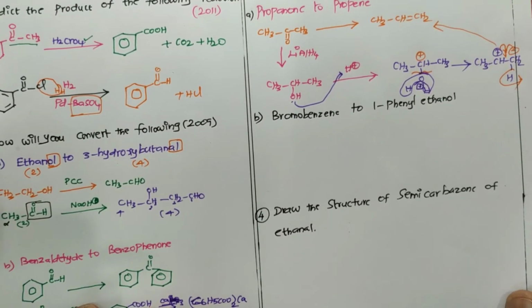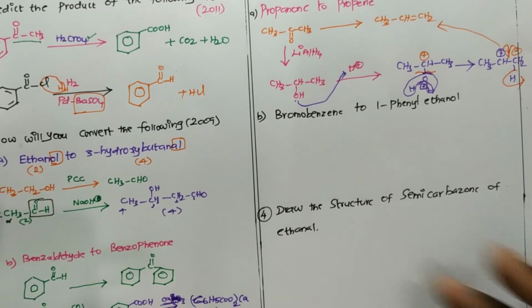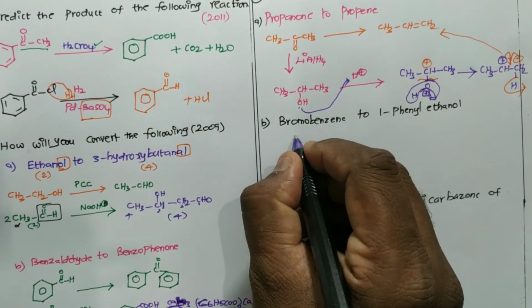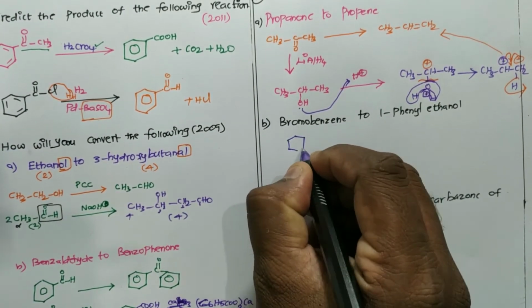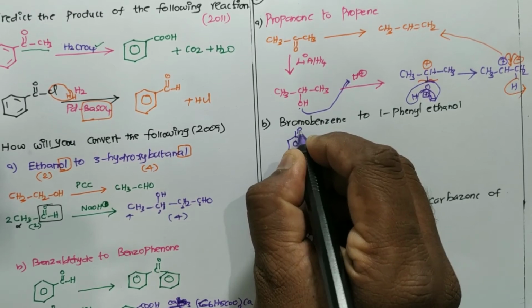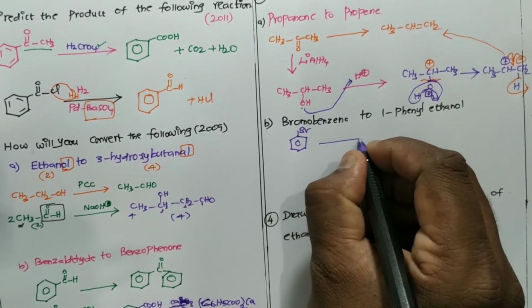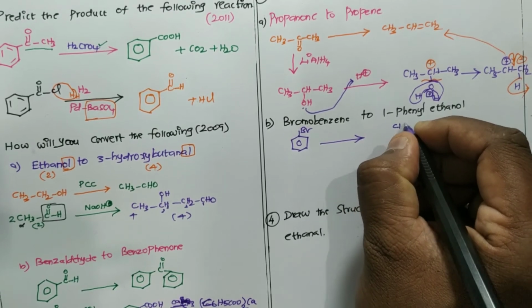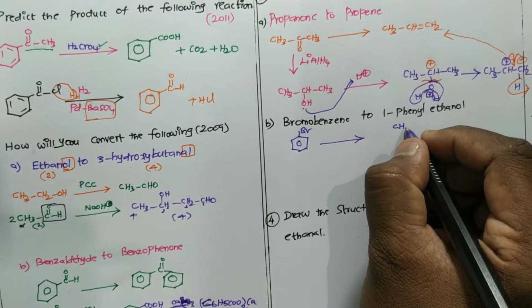And the next one is bromobenzene to 1-phenyl ethanol. First of all, whenever a conversion is given, you just write the reactant first. So it's bromobenzene. And what is the product we need to obtain? 1-phenyl ethanol. So we have to write the ethanol. What is that?